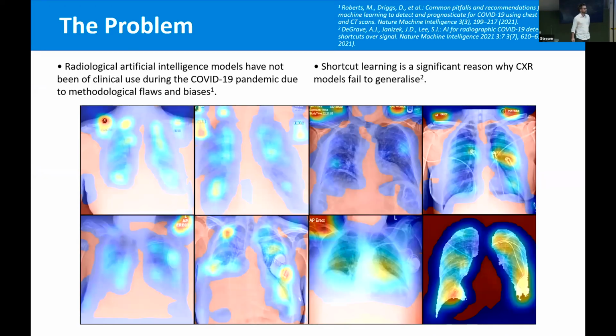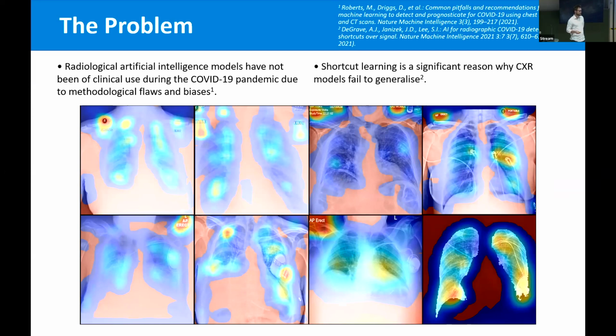The group did a systematic review about a year ago of all of the COVID-19 diagnostic and prognostic models that used imaging, so mainly chest X-rays and CT scans. And they found that not one of the models was appropriate for clinical use at that time due to methodological flaws and biases within the data.